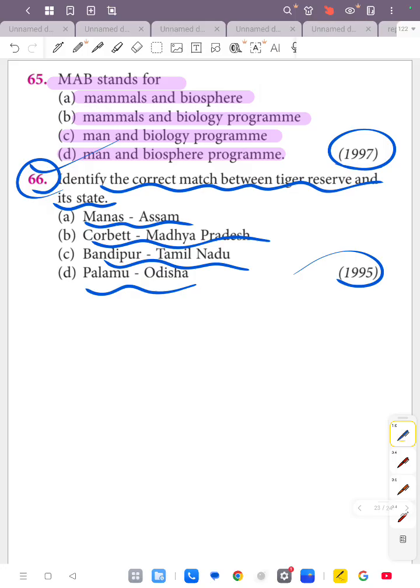So the correct answer here would be option number A, which is Manas. Manas Tiger Reserve is in Assam. Corbett Tiger Reserve is actually in Uttarakhand and not Madhya Pradesh. Bandipur Tiger Reserve is actually in Karnataka and not Tamil Nadu. And Palamu Tiger Reserve is in Jharkhand, not Odisha. That makes option number A the correct answer.